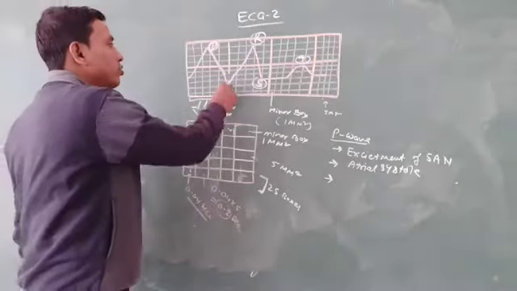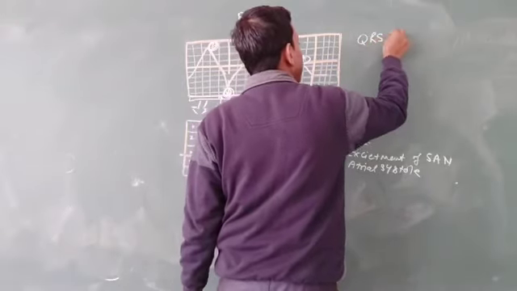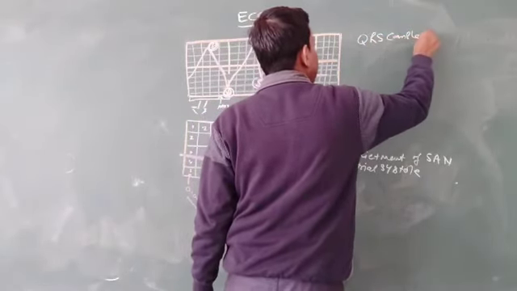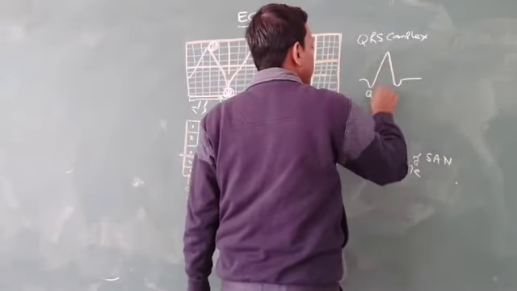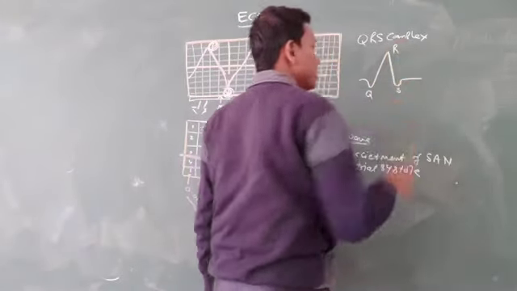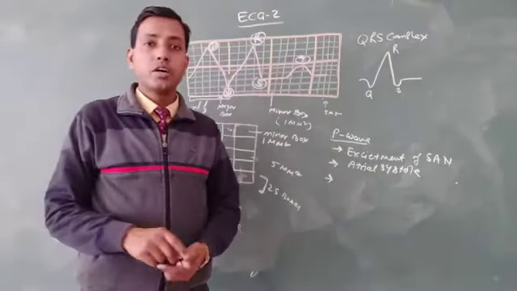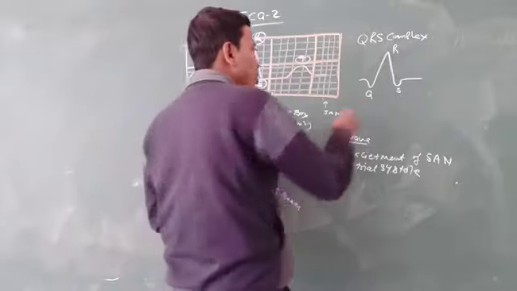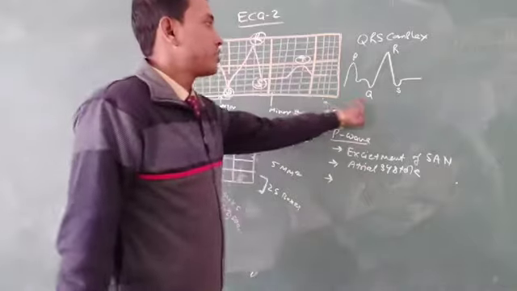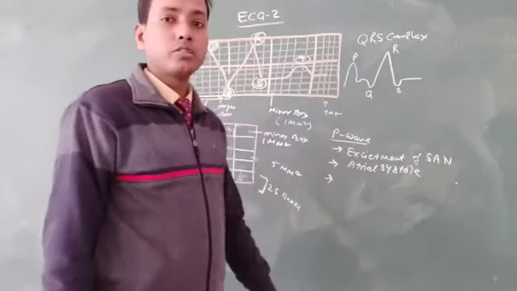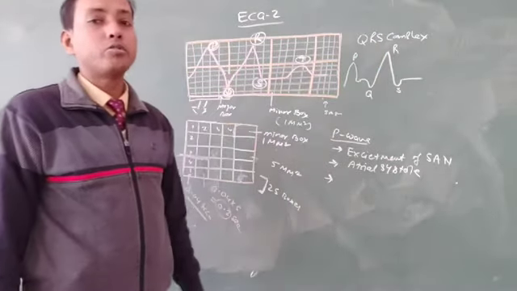Now back to the QRS complex. What is the QRS complex? Why is it weaker than the P wave? This represents the P wave, and this is the QRS complex. So what is the meaning of the longer peak generated by the QRS complex?